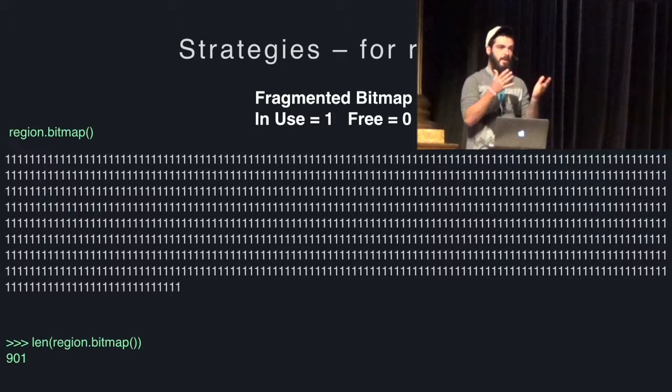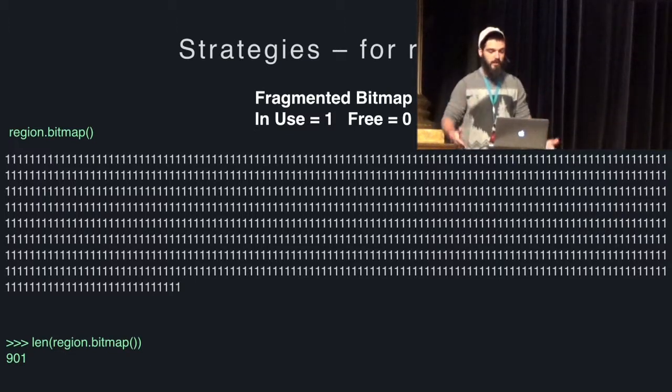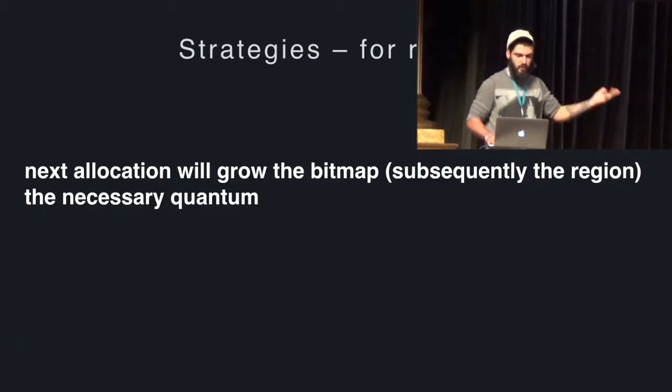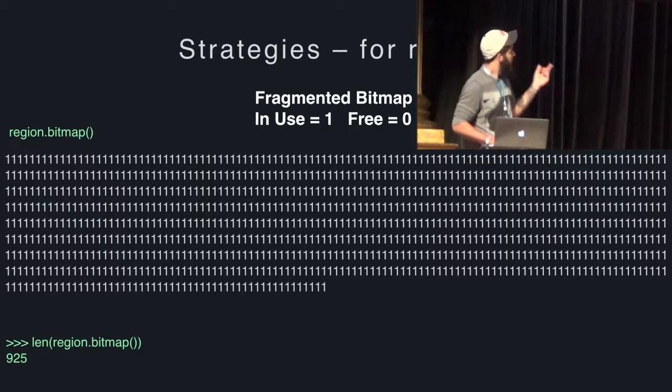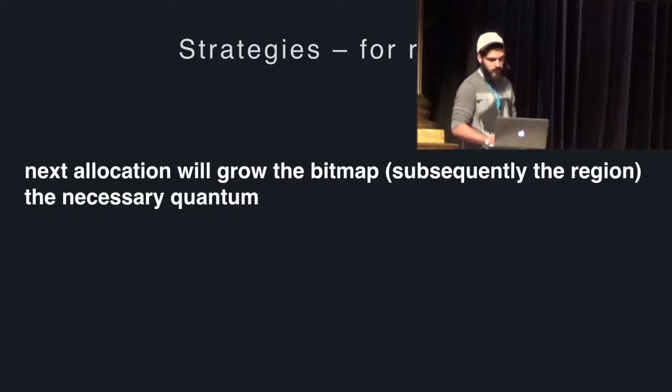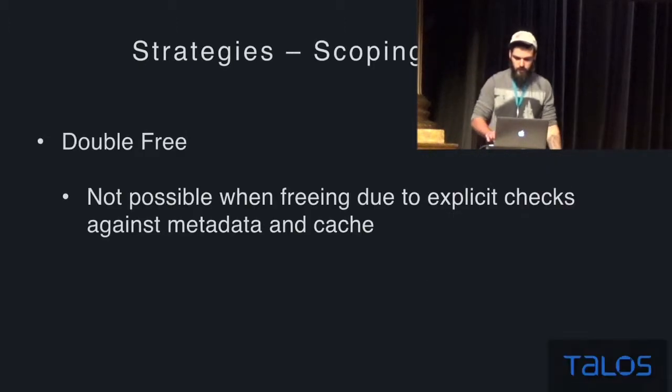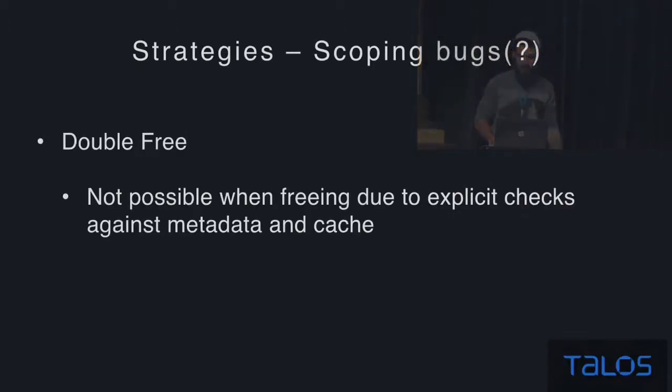So if I have an object I want to put here and a buffer I can overflow, now I have a place where I can put them exactly next to each other. Notice the length of the bitmap here is 901. I make a 24 quantum allocation, and with the same bitmap, it's now 925. That's generally how you would grow the bitmap. All those allocations are going to come off the back end, and they're all going to be right next to each other. Okay, double frees aren't possible; they're checked against.